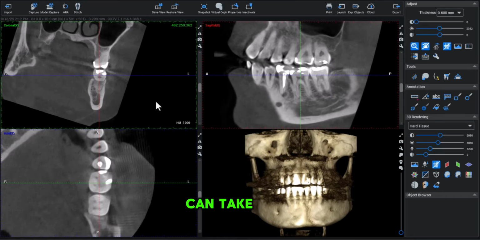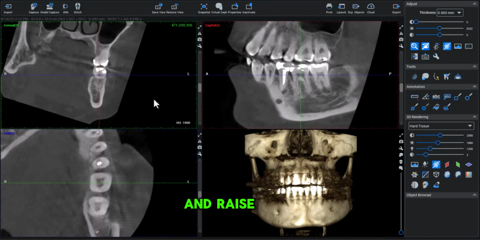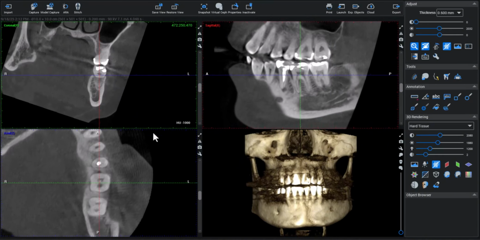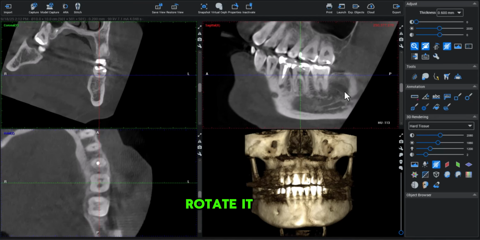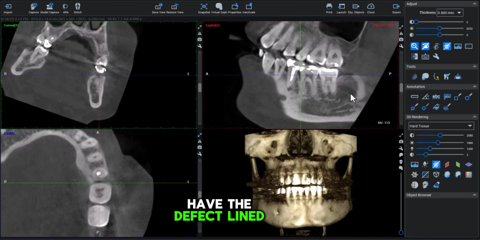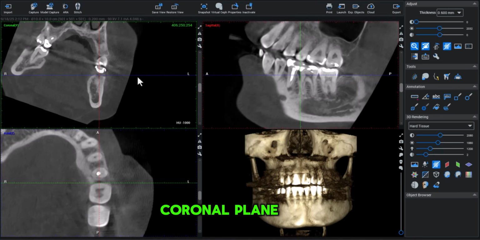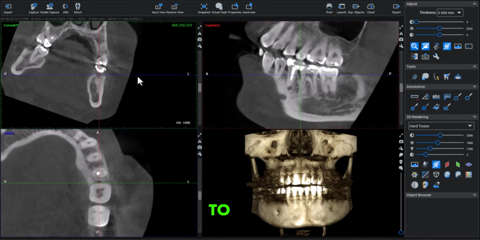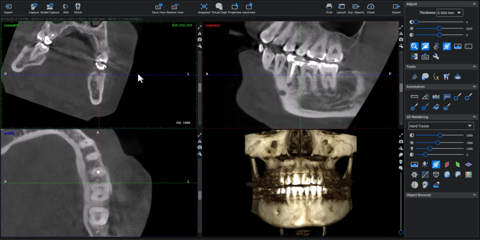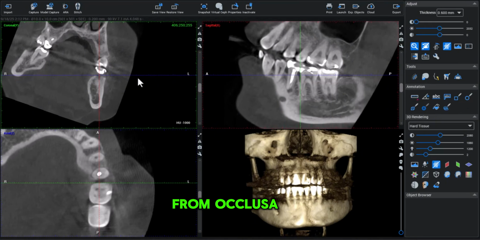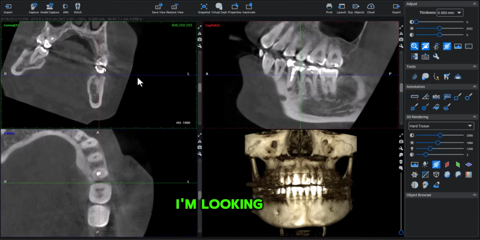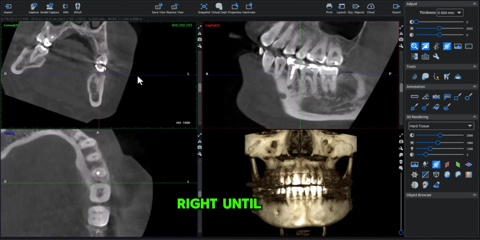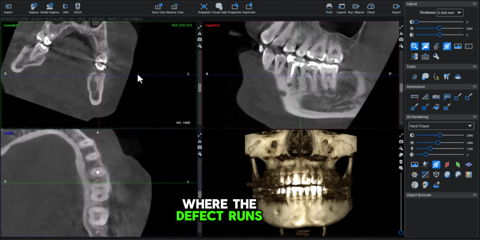Another view that we can take is I'm going to grab the coronal view and raise the scan up, and then if you look here on the axial view, I'm going to rotate. I'm going to hold the right mouse button on the sagittal view, rotate it so I have the defect lined up right on the coronal plane. Then from occlusal, I'm looking at the axial view, and you can see right until there is where the defect runs out.